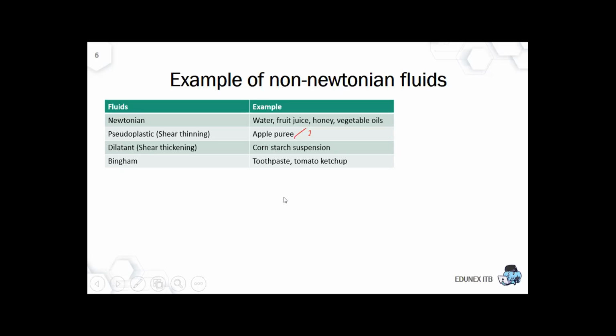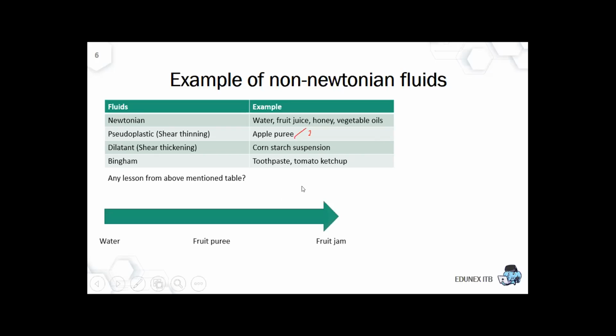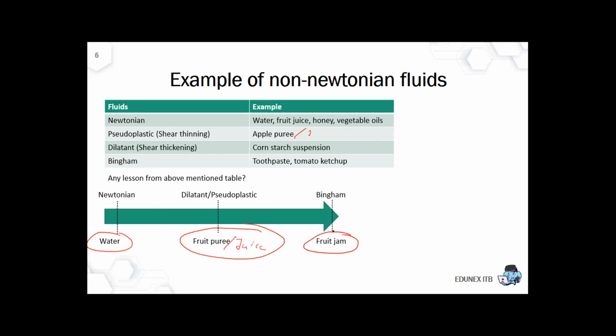So, any lesson from the above-mentioned table? Okay, I think you need to see that this is the lesson. Water can be categorized as Newtonian. Fruit puree or fruit juice can be categorized as power-law, dilatant or pseudoplastic. Fruit jam can be categorized as Bingham.